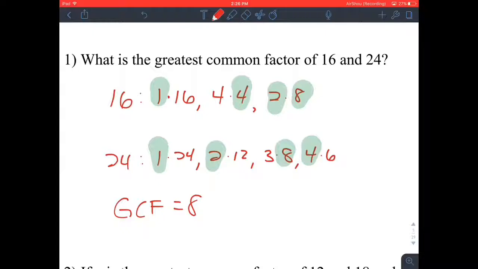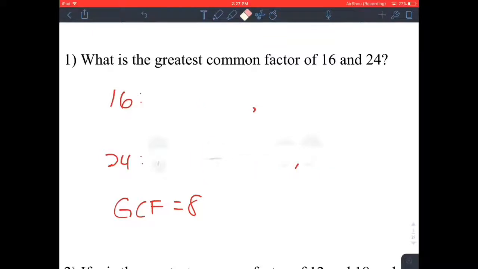There's another way to do this so that we don't have to know what all the factors are. Let me show you what that is. If you break each of these numbers into prime factors, 16 breaks down to 4 times 4. Each of those 4s breaks down to 2 times 2.